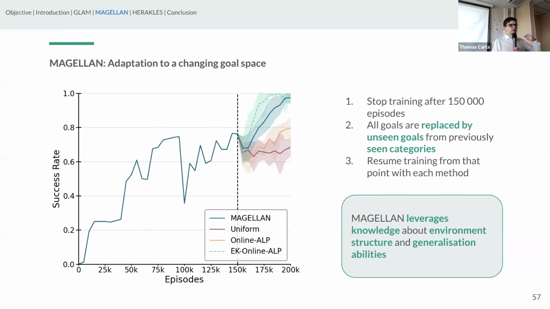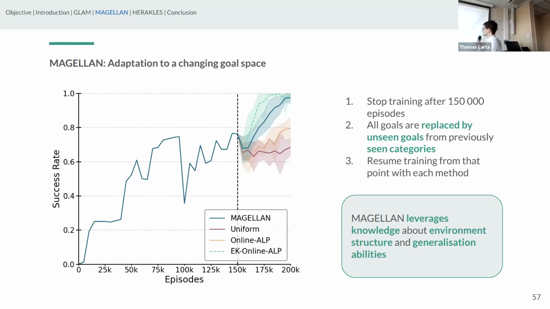And how can we test that? We did that in an experiment by training an agent during 150,000 episodes, and then we stop the training, remove all the goals previously seen and replace them by new goals that have never been seen before, but that are from the same categories. For instance, we can have trained on grow a cow, and then we remove it and replace it by grow a giraffe. And because it's from the same category, you should be able to recover its competency on it.